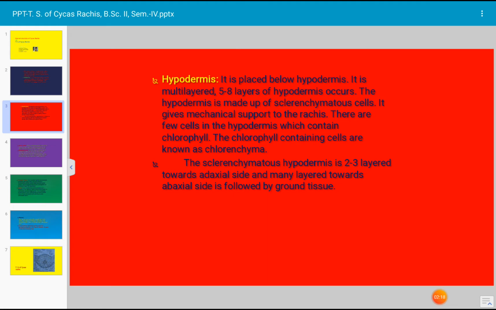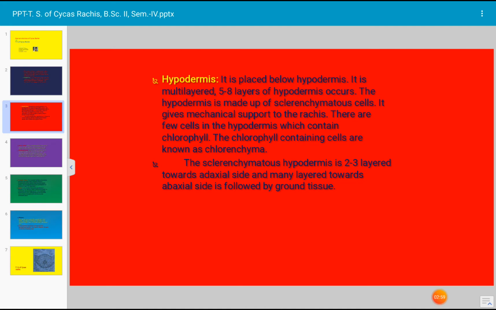The hypodermis is made up of sclerenchymatous cells. These sclerenchymatous cells are dead cells. These cells are very thick-walled, non-movable, and rigid cells. Sclerenchyma tissue consists of rigid cells. It consists of dead tissue, and because of this, the sclerenchymatous tissue gives mechanical support to the rachis.